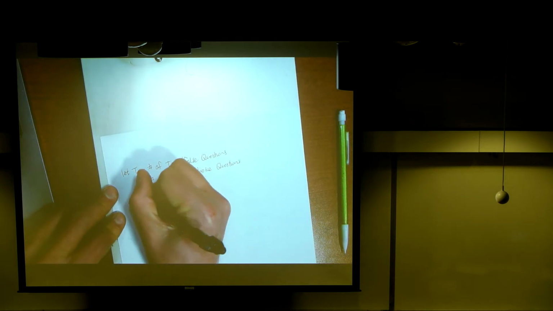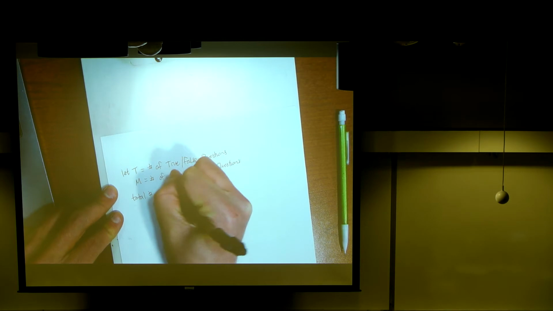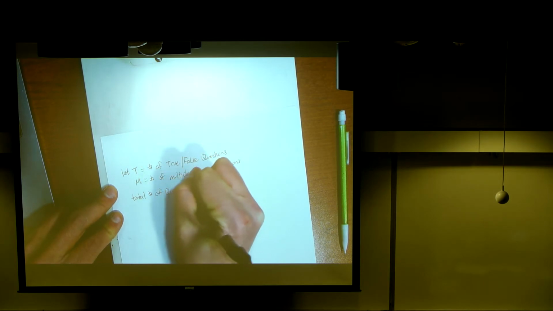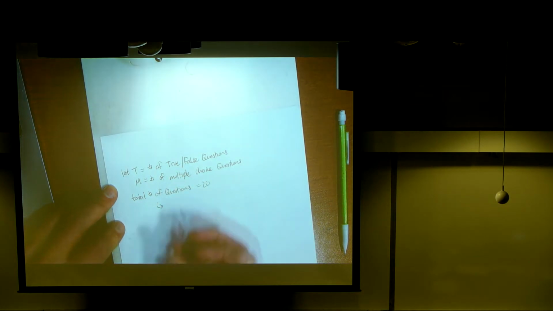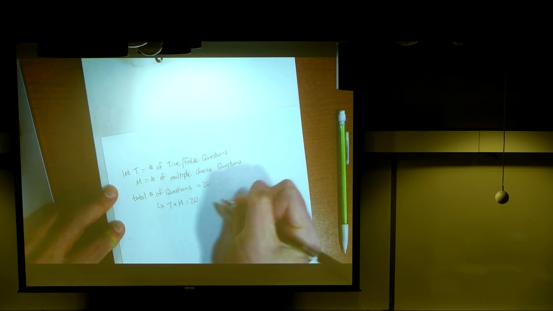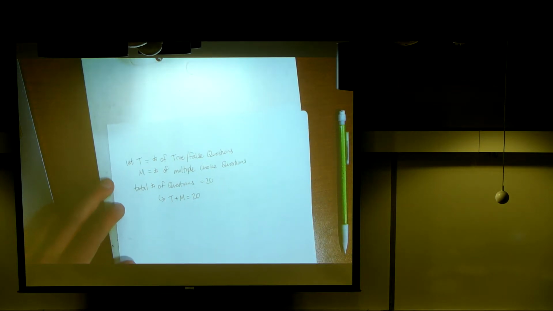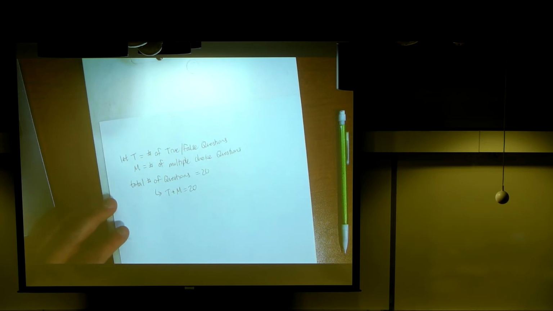Yeah, so here, I'm going to say it in words first. Total number of questions is equal to 20. So that means T plus M is equal to 20, correct? Okay, what's another equation I can write down? 3T plus 11M equals 100.